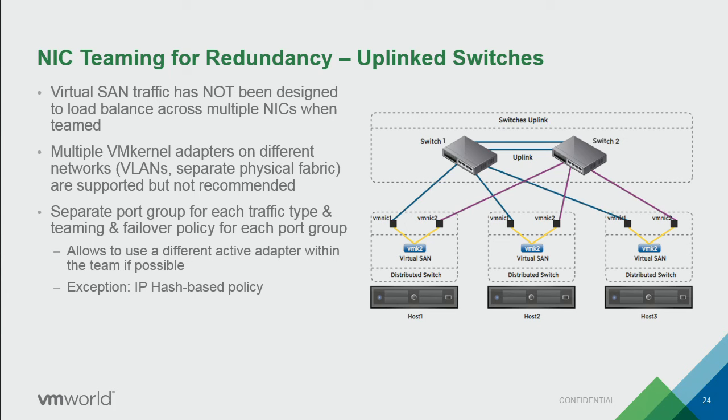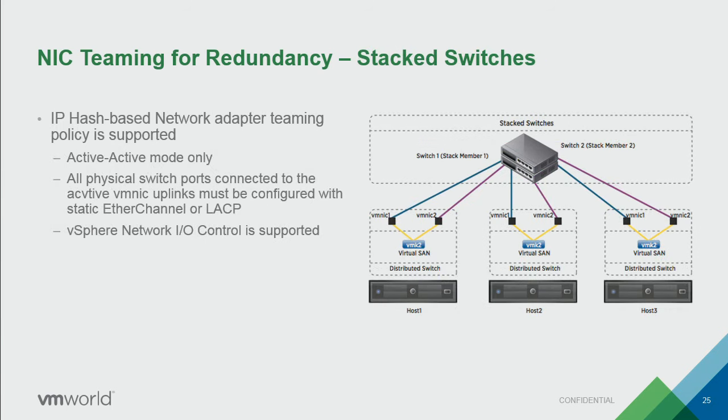So this is an example of an uplink switch. In this case, the only difference between the uplink switch and a stack switch or a VPC type switch is that we don't have an IP hash-based policy we can use if you are using uplink switches. The reason is that it needs either EtherChannel or LACP, which is a function of a VPC or switches that are stacked, right? So everything is the same as before, but now you can use IP hash teaming if you want to, in either active mode or active passive mode.